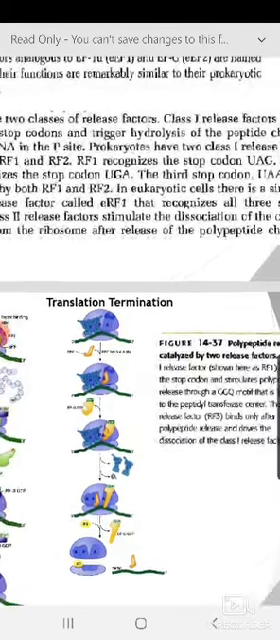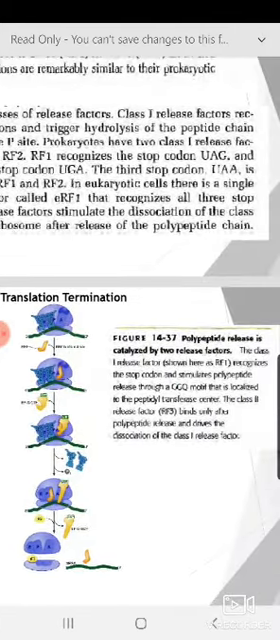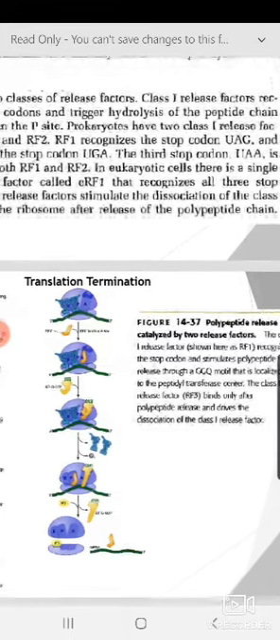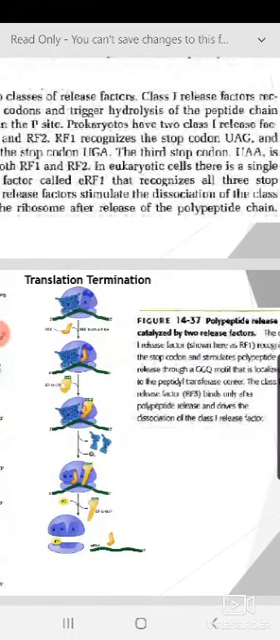Now in eukaryotes, all these three functions are done by one protein. What are the three functions? Recognition of the stop codon, hydrolysis of the polypeptide, and then releasing of all the factors out of this entire mechanism process. These three functions are done by only one release factor, named eukaryotic release factor 1, eRF1. Small e stands for eukaryotes.